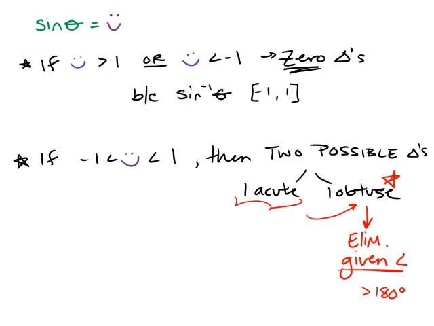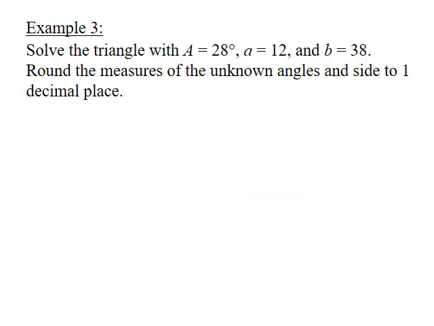Okay, now I'm going to show you each of these cases. So I will show you an example of when 0 triangles, 1 triangle, or 2 triangles occur. Okay, so I'm going to show you all the examples. Here is the first example.